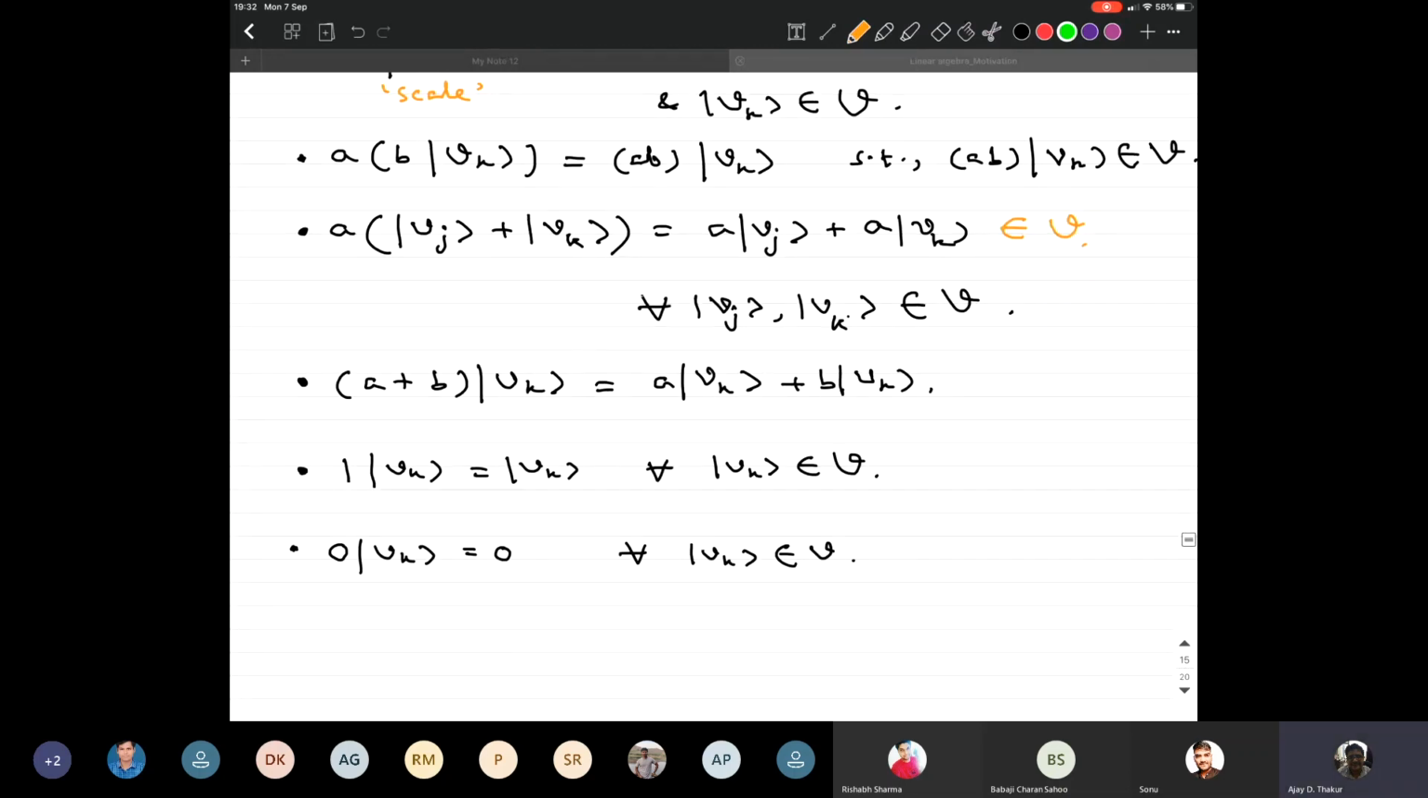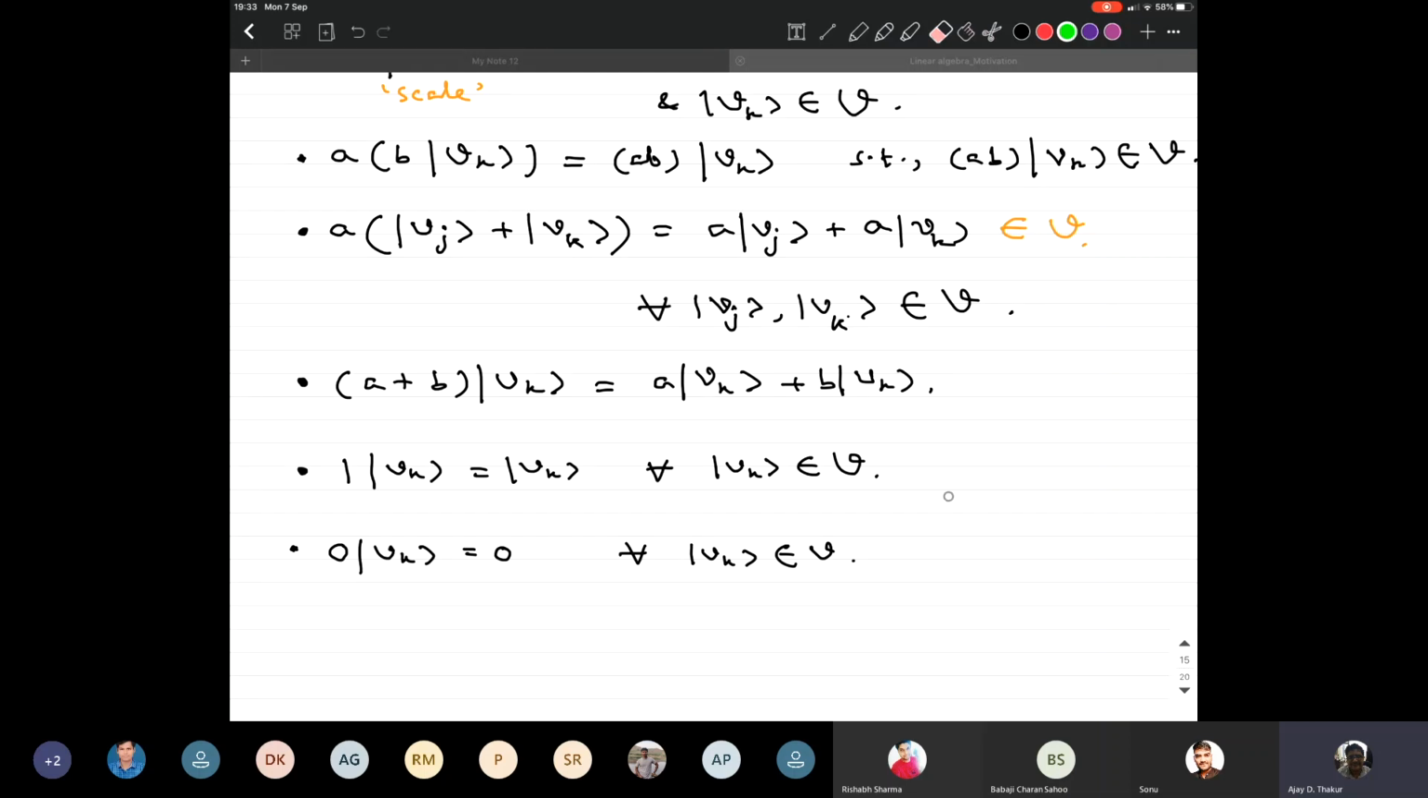And then besides that, you will have a plus b times vk, which can also be written as follows. If you partition the scaling factor into two parts and scale the vector by the sum of these two quantities, that is equivalent to each partition scaling the vector, and the two resultant vectors being added. And finally, we have an identity element. If you scale vk by 1, that leads to vk itself, and if you scale vk with 0, then that leads to a 0.